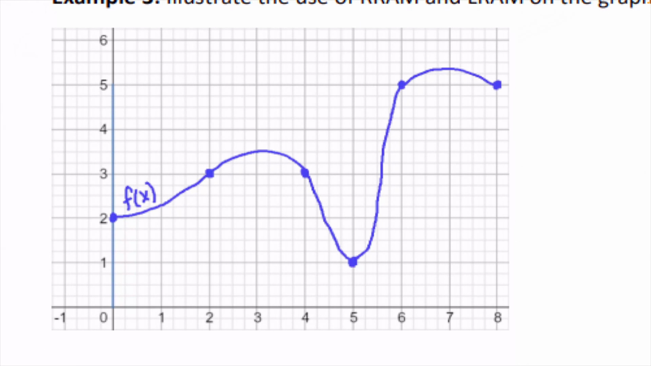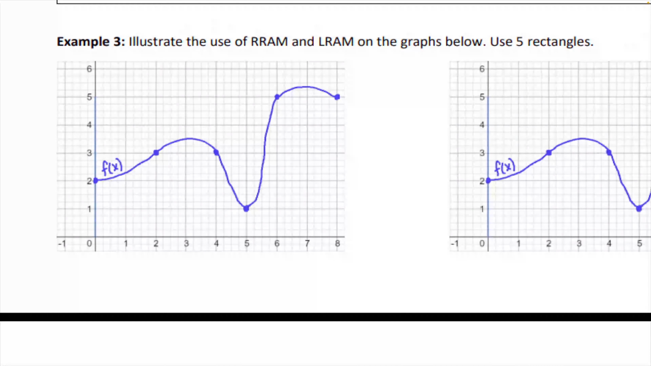Here's the thing. Do all of your rectangles have to be the same width? No. For this problem, no. How do I know that? Because it just says use 5 rectangles. Sometimes it'll say 5 rectangles of equal width. Then they have to be the same equal width. This one doesn't say it.